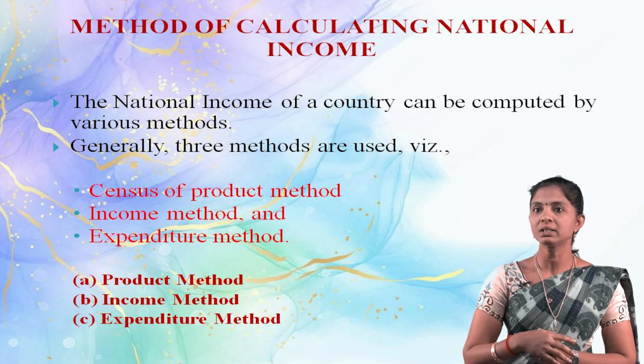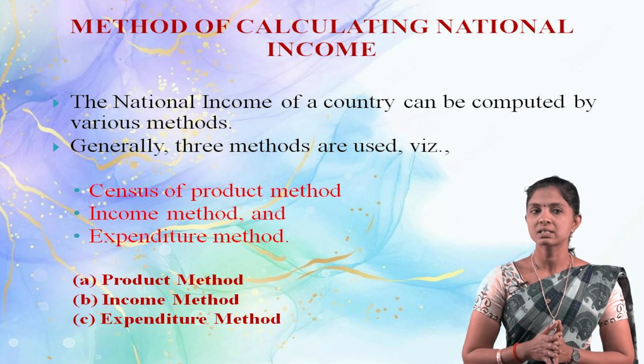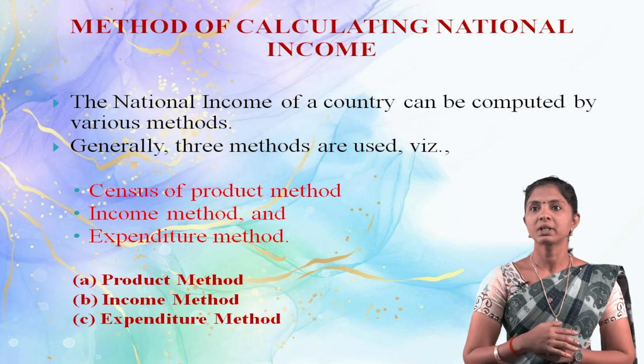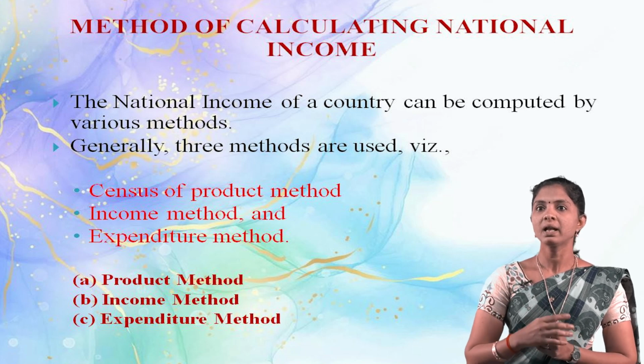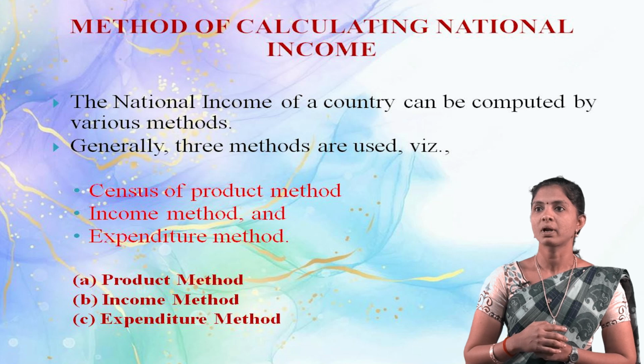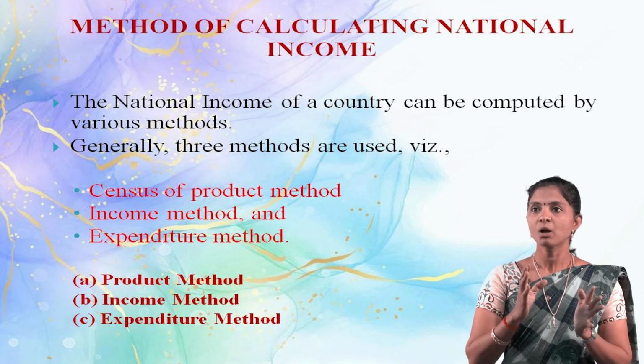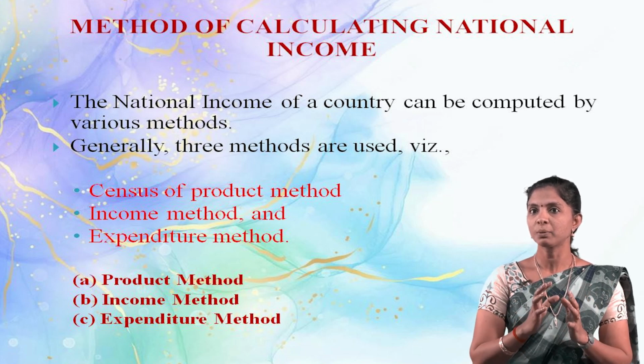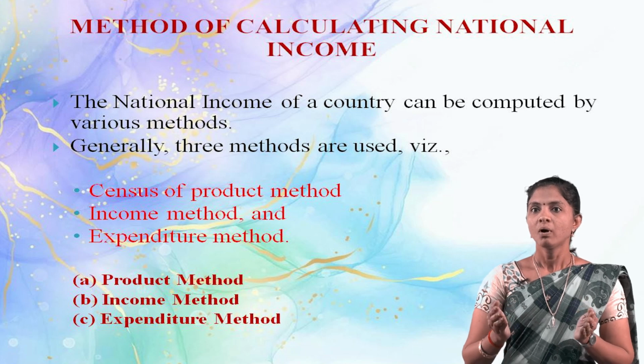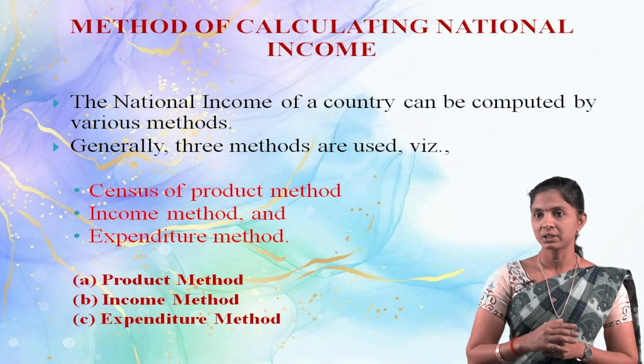There are three methods of calculating national income. One is the product method, another one is the income method, and the third one is the expenditure method. So the national income of the country can be computed by various methods. First one is the product method.